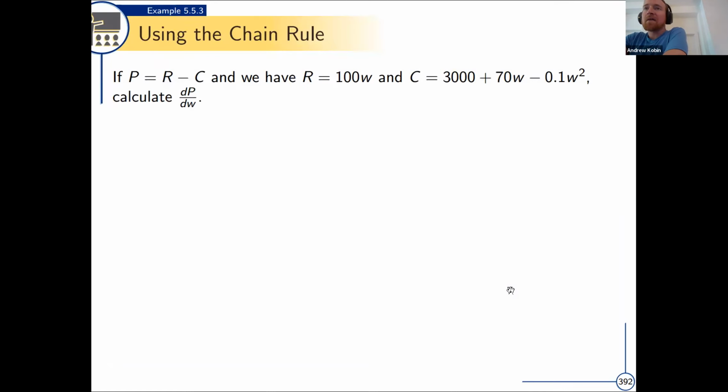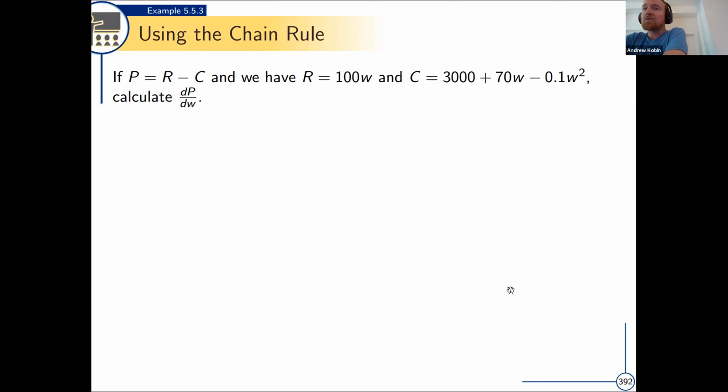Let's suppose that we have some function p of r and c. Maybe this is the profit, and r is the rate of return, and c is the cost for a particular production of some product, or something more abstract than that. And separately, we have that r is a function of w, and c is also a function of that same w, where w could be the number of widgets produced, for example.